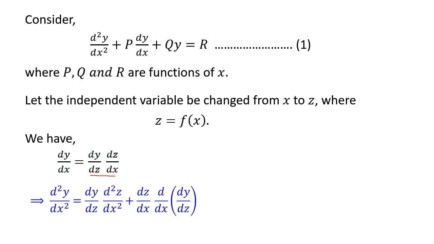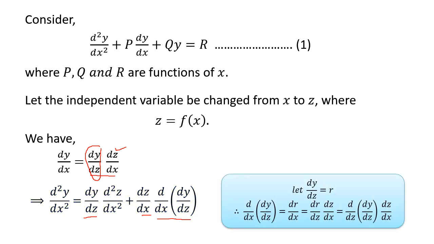Therefore, d square y by dx square is equal to the first function, that is dy by dz into derivative of second with respect to x. Therefore, derivative of dz by dx with respect to x is nothing but d square z by dx square, plus second function, that is dz by dx, into derivative of dy by dz with respect to x. That we shall write as d by dx of dy by dz. We can't write that directly as d square y by dz square.